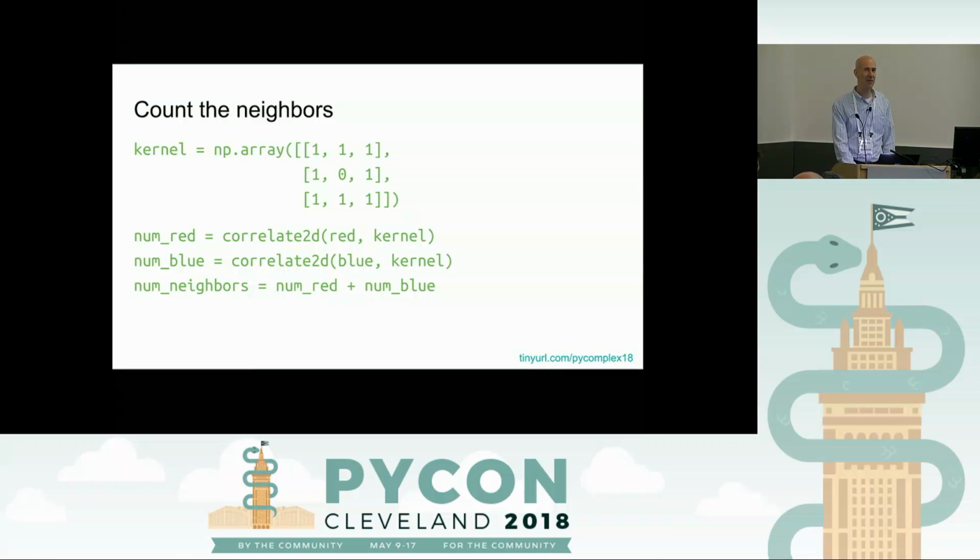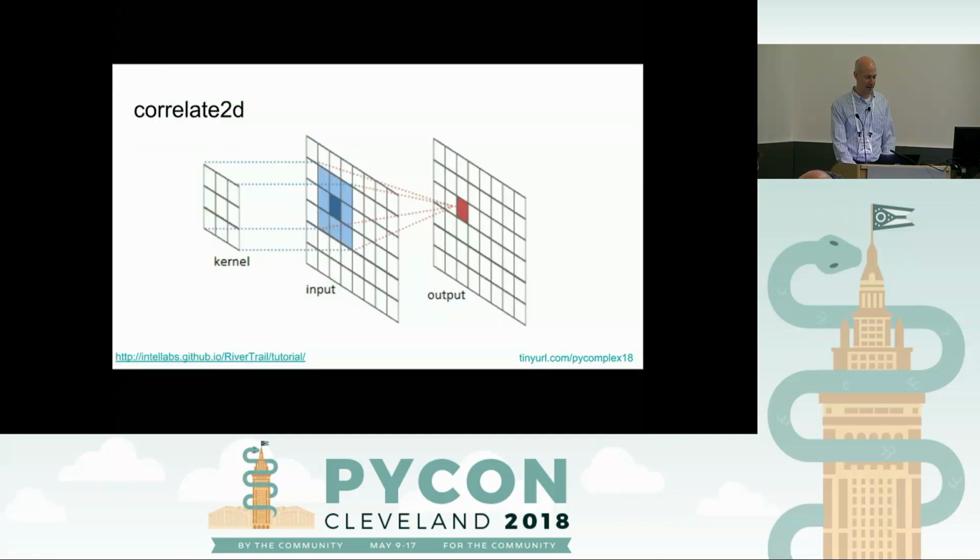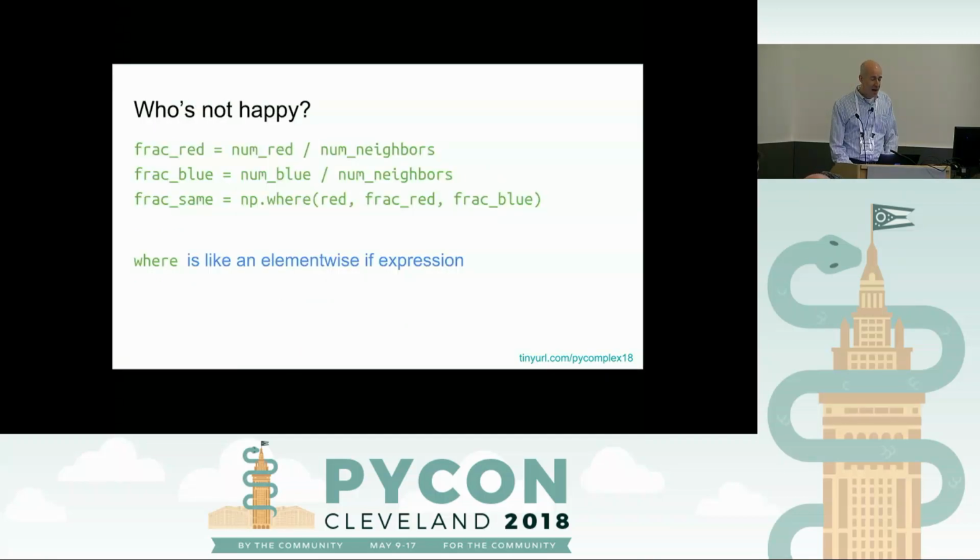This is going to come up several times, and we'll use it in a couple of different ways. Now, to figure out who's not happy, I'm going to compute for each agent the fraction of neighbors who are red and the fraction of neighbors who are blue. That part's easy. That's just division. So I'm taking an array and dividing through by a constant. So instead of counts, now I've got fractions.